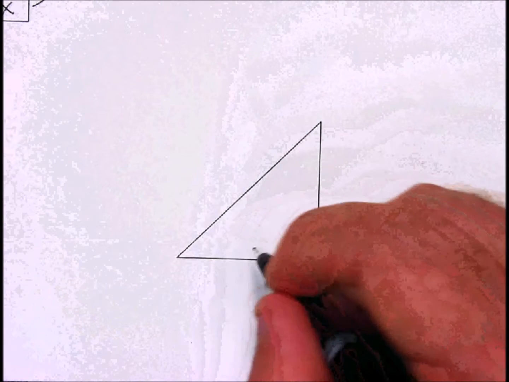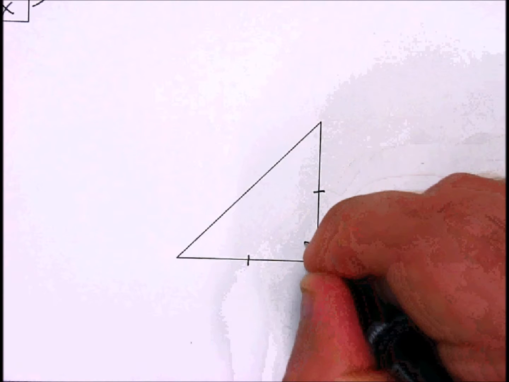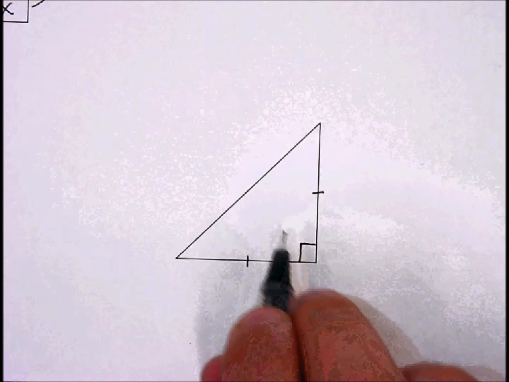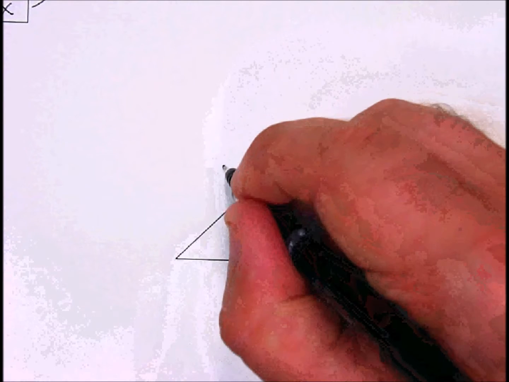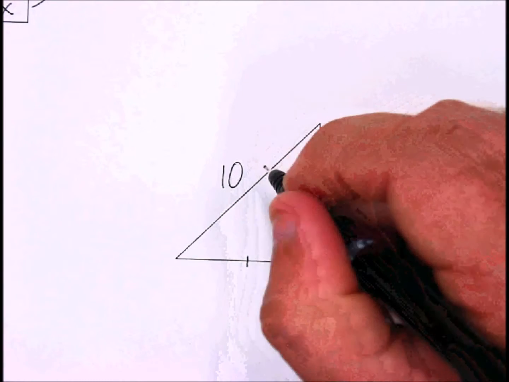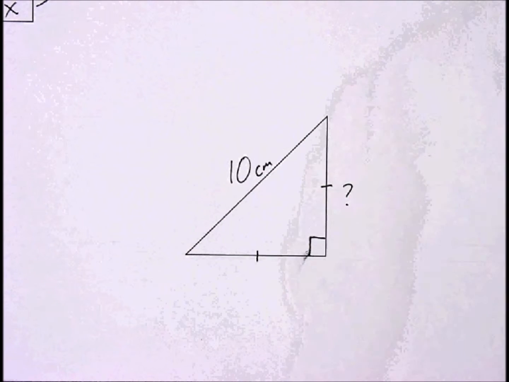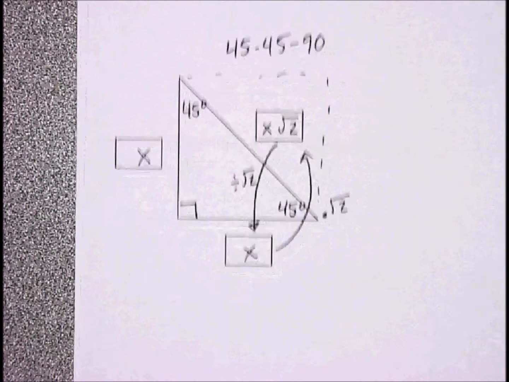Let's say that we know these two lengths are the same. And if those two are the same and this is a right angle, then it has to be half of a square. So this has to be a 45. Has to be a 45. And let's say this hypotenuse is 10 centimeters. So the question is, how long are these legs? And I can't quite do Pythagorean theorem as easily as I could just do this pattern. I have a shortcut, so I might as well use it.